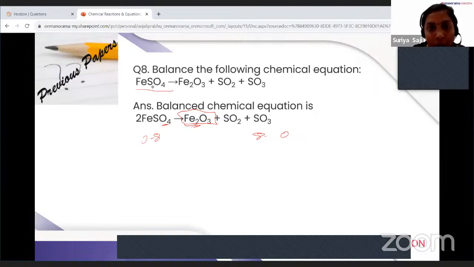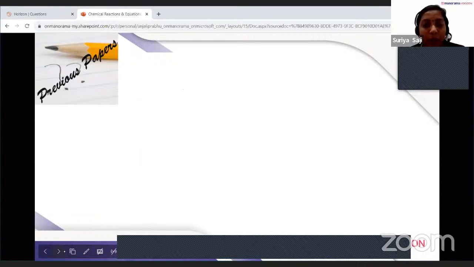When we are considering FeSO4, one FeSO4 molecule is having one Fe atom, one sulfur atom, and 4 oxygen atoms. This you have to keep in mind. The product formed is also having 2 Fe atoms and 3 oxygen atoms. This subscript you should not touch. You can balance by giving coefficients only. We will call these numbers stoichiometric coefficients. We can give only stoichiometric coefficients, not change these numbers.